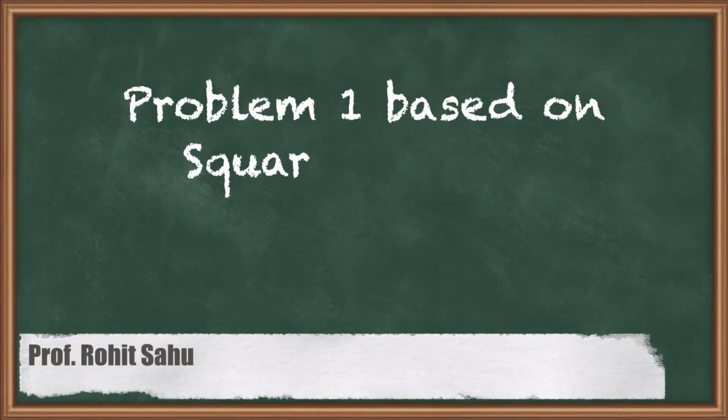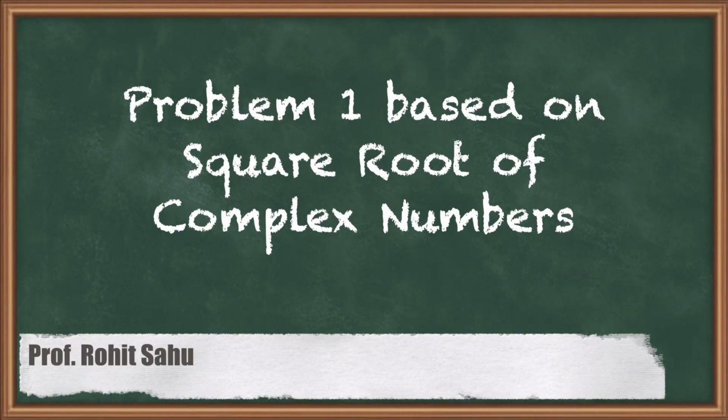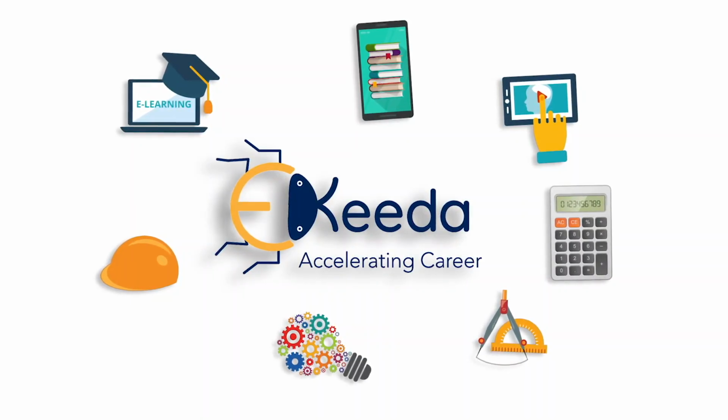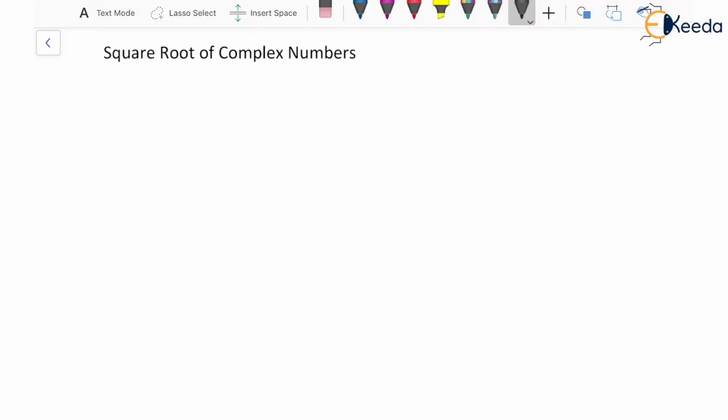Hello friends, in this session we'll see a question on how to find the square root of a complex number. So our question is: find the square root of 1 plus 4 root 3i.